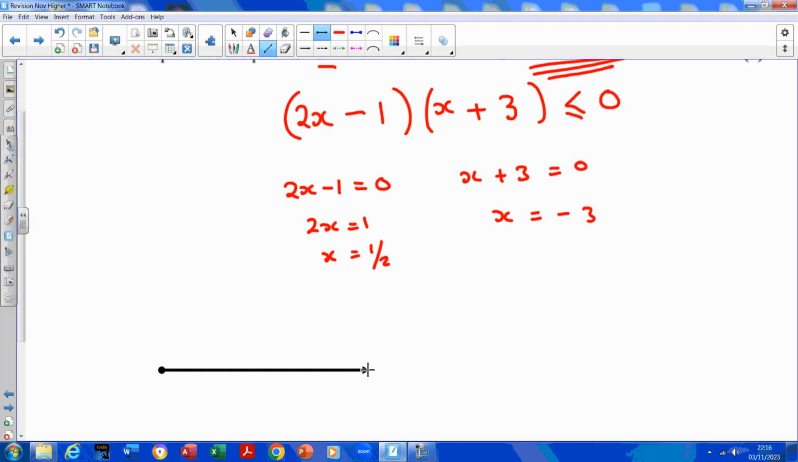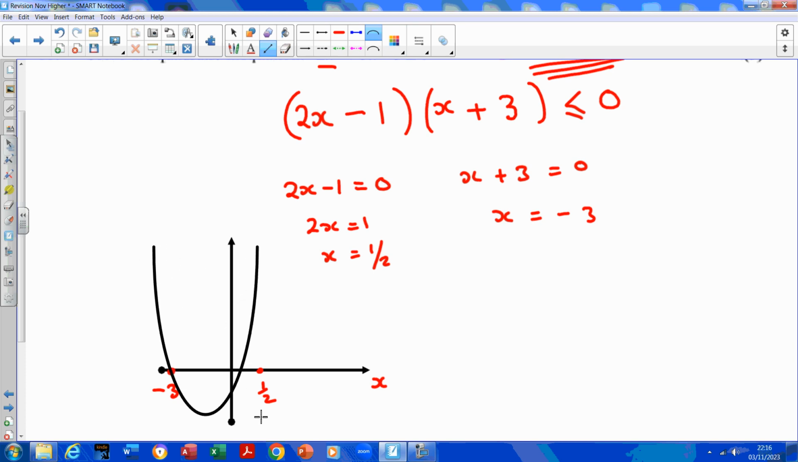There's the x-axis, there's the y-axis, and I want to draw one that's got roots at negative 3. So that's negative 3. It's only a sketch, so it's not drawn to scale, and that's a half. So we've got a parabola, and we'll just take it through our two roots, like that.